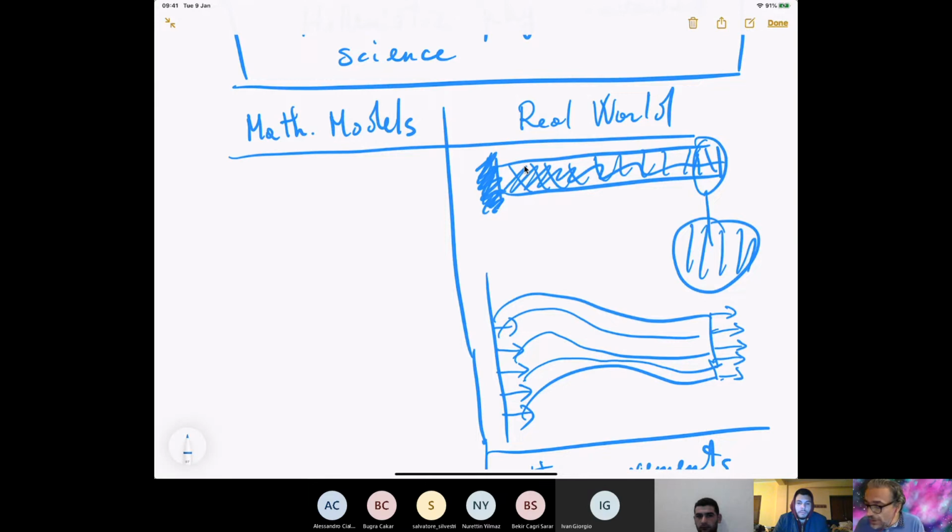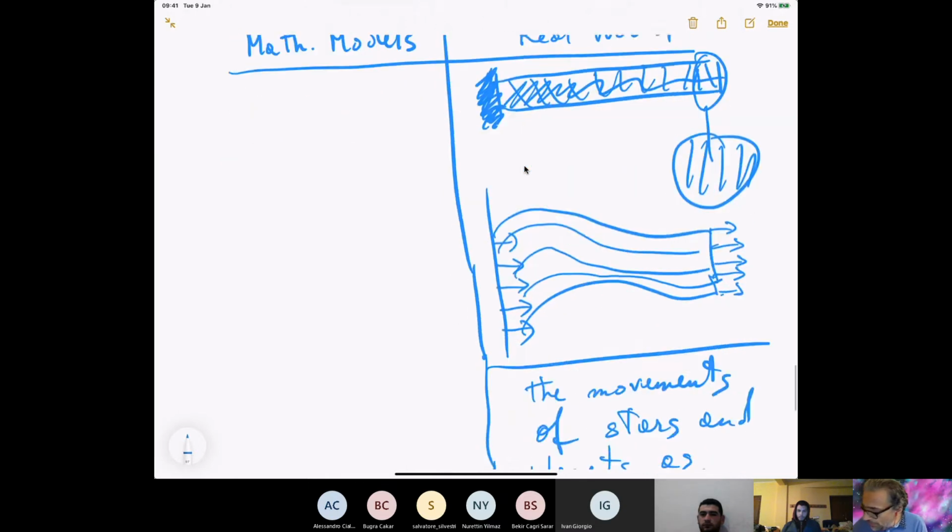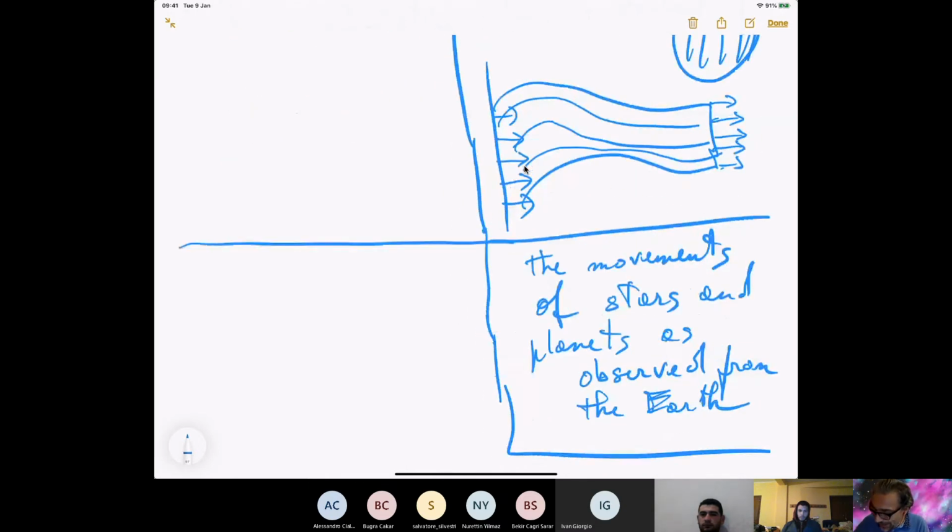These mathematical models must give a description of real-world phenomena and must forecast what will happen in the real world before the phenomenon occurs. So I want to start with the historical example.